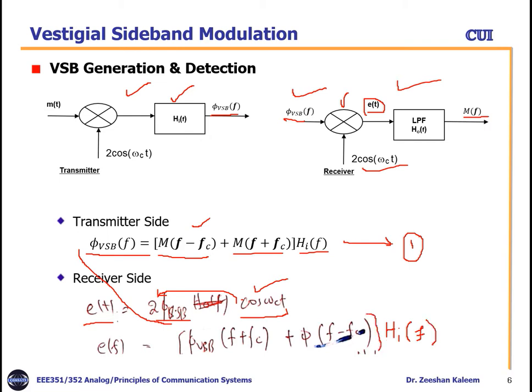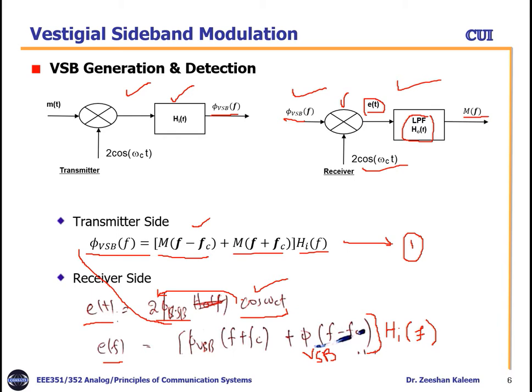Here there will be a bracket as well. So φVSB(f + fc), φVSB(f − fc), right? This one will be our received signal here, e(t). This is in time domain, but in frequency domain it will look like this, right? So φVSB(f + fc) plus φVSB(f − fc) into H(f), right? Let's move on, because now we need to generate this H0(f).